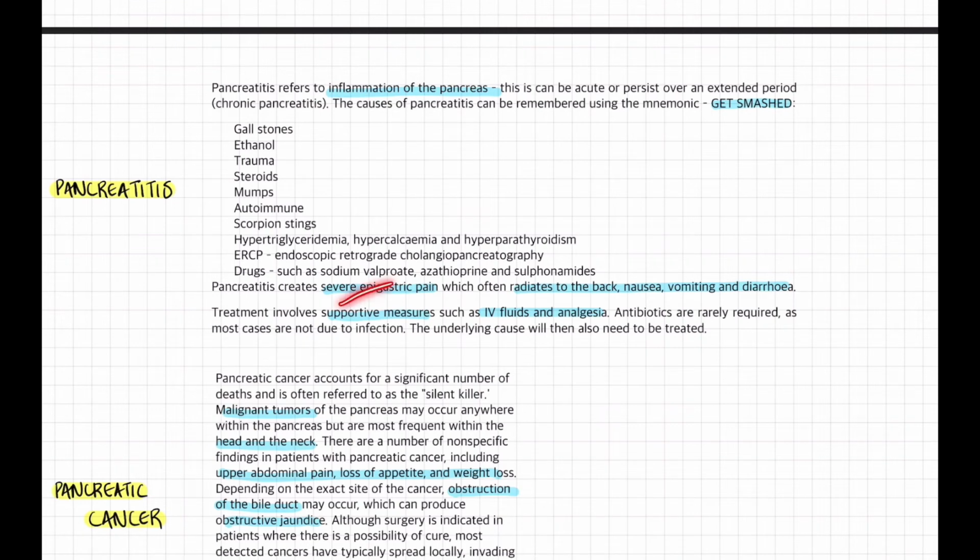Pancreatitis causes severe epigastric pain, which often radiates to the back, and it can cause nausea, vomiting, and diarrhea. Treatment usually involves supportive measures such as IV fluids and analgesia.